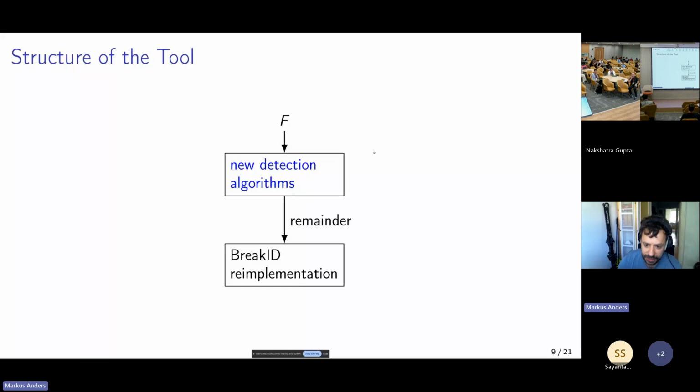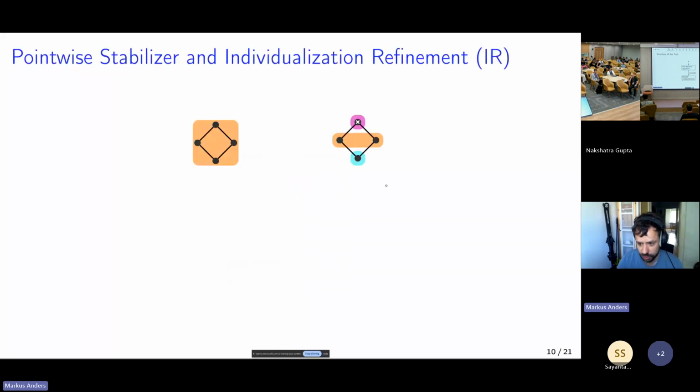Okay, so I'm going to talk about these new detection algorithms now, but in order to do so, I will have to provide some tools to deal with groups. If you've seen my talk last year, this is based on the same idea that we want to make use of the graph of the formula. Now, how do we do anything with groups? The tool that we're going to use is called pointwise stabilizers. I'm going to explain the idea, but it's fairly simple.